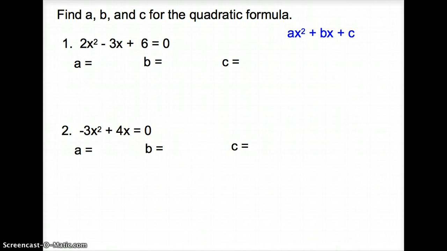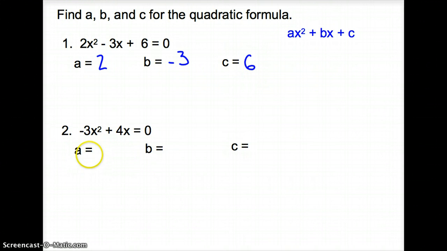But first, we are going to start by finding a, b, and c of the quadratic equation. Remember, the quadratic equation is this one right here in the blue, where the a is in front of the x squared. Here, what's in front of the x squared is 2. So a will be 2. B is attached to the x, so b here will be negative 3, and c is 6.